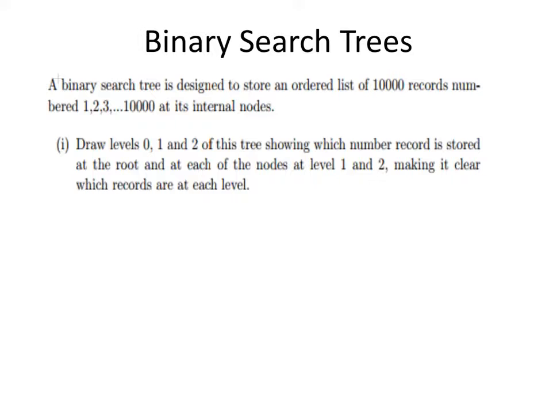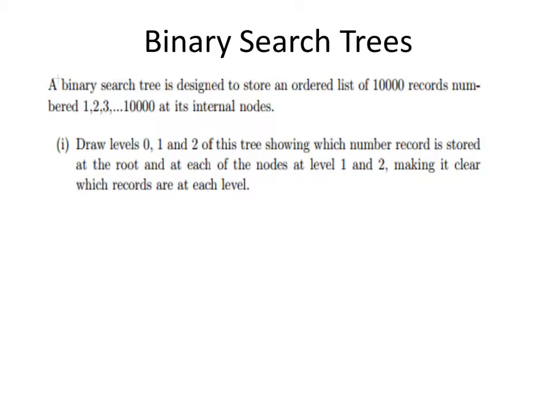A binary search tree is designed to store records 1, 2, 3, all the way up to 10,000 at its internal nodes. Draw levels 0, 1, and 2 of this tree, showing which number record is stored at the root, and at each of the nodes at level 1 and 2, making it clear which records are stored at each level. So let's start off.